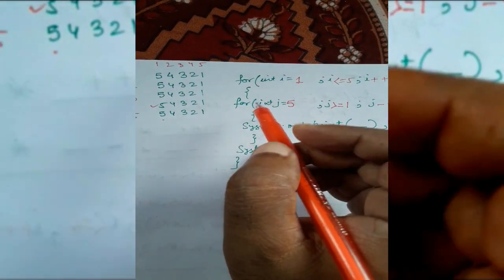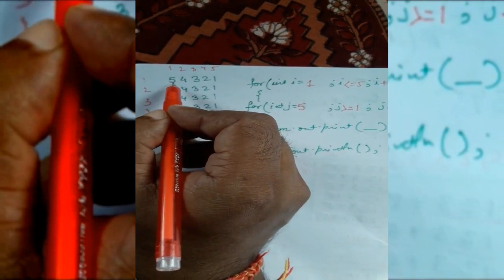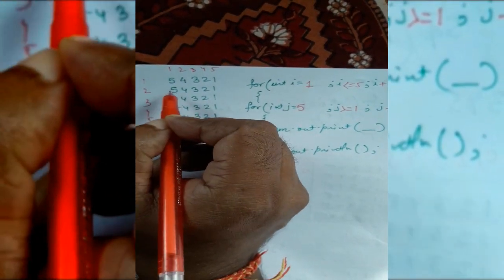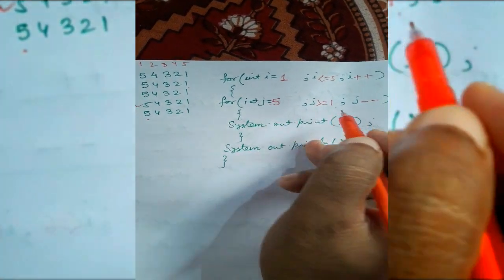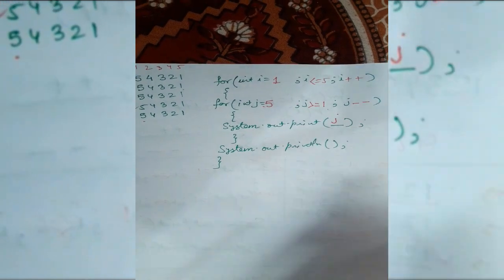So definitely when the value of I is 1, it is starting from 5, ending 1; for 2, starting 5, ending 1; for 3, 5 to 1; for J, 5 to 1. So it will be J.